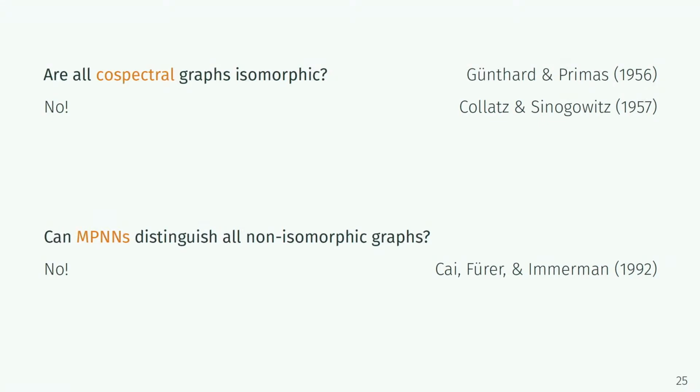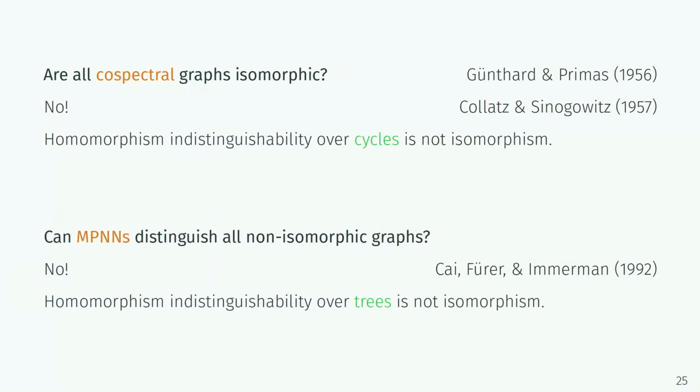Yeah, I guess you see where this is coming from. Phrased in terms of homomorphism indistinguishability, these two statements mean the following. Homomorphism indistinguishability over all cycles is not the same as isomorphism. Homomorphism indistinguishability over all trees is not the same as isomorphism. Now let's generalize these two examples. Let's form a theory that explains these results.